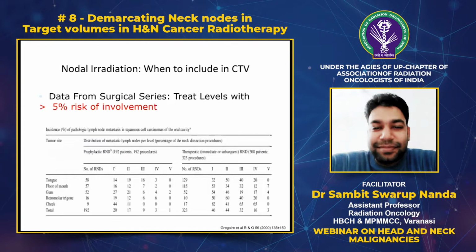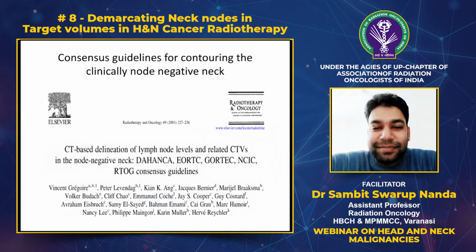So now, which lymph nodes are to be taken into account while contouring the CTV? From the older data, we have the evidence, and most of it has come from surgical series, even in the case of floor of mouth, RMT regions and the oropharyngeal regions, which shows that the lymph node group or station where the chance of involvement is more than 5 to 10% needs to be taken into account while contouring the CTV.